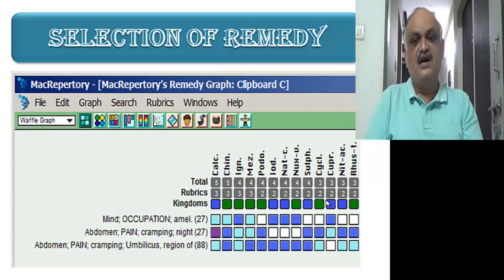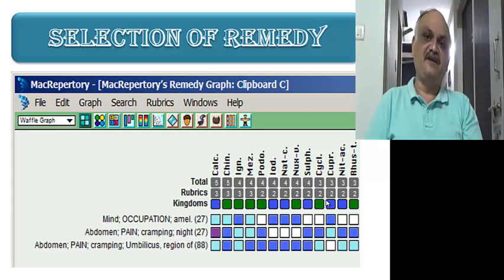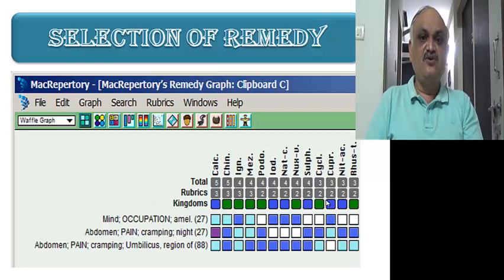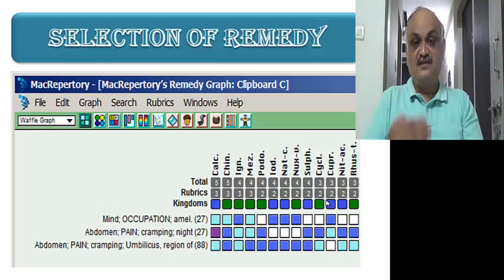Now the question is how to select one medicine from it. It's impossible, because repertory is just a mechanical tool. It gives you direction, it gives you a list of remedies, but a physician has to decide the medicine. Now what are the factors affecting us when we are going to select the remedy? That we have to learn. Something is going on in the background.